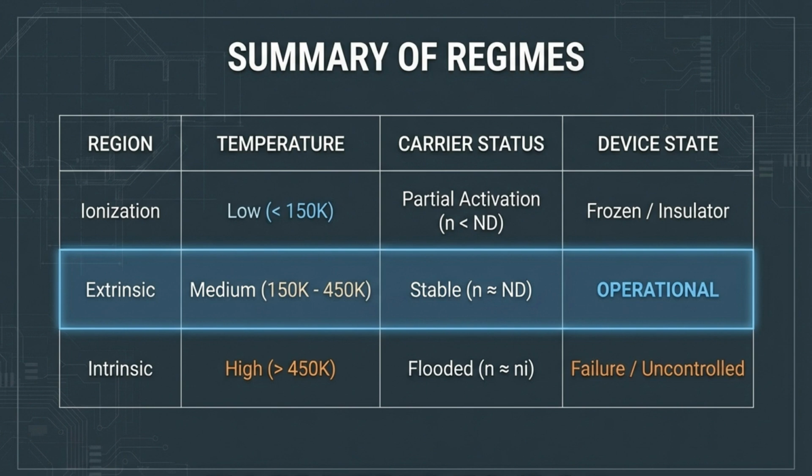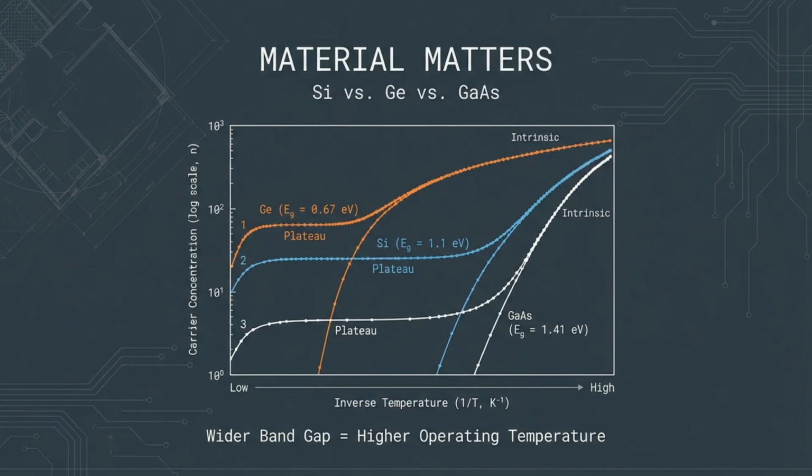In summary, the ionization region acts like an insulator. The extrinsic plateau is the stable, operational region. The intrinsic region results in flooding of carriers and device failure.